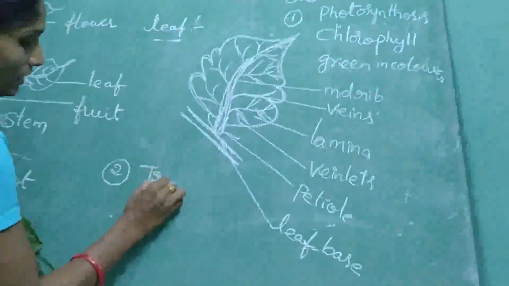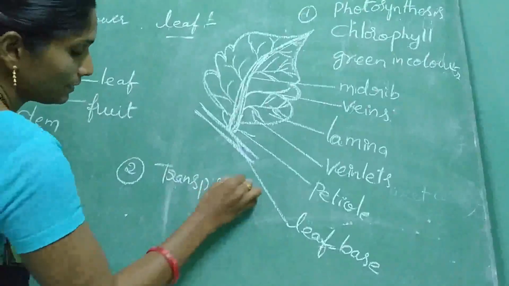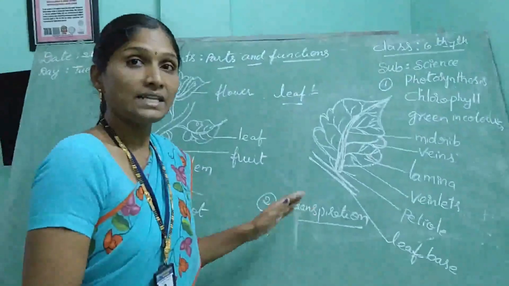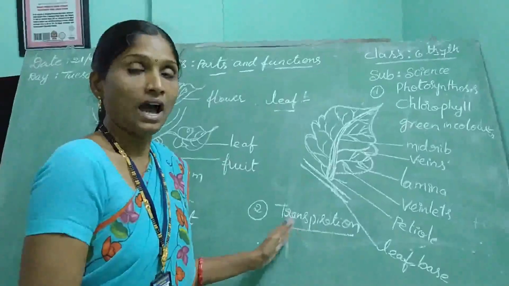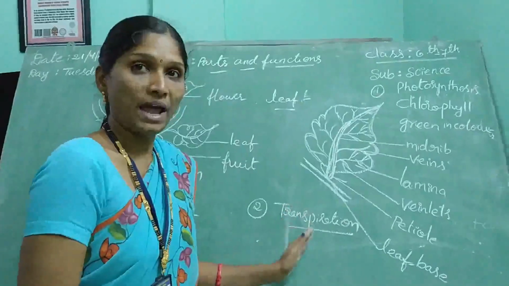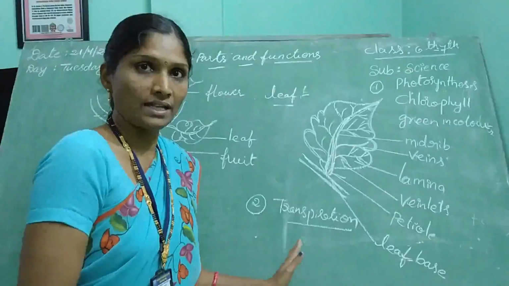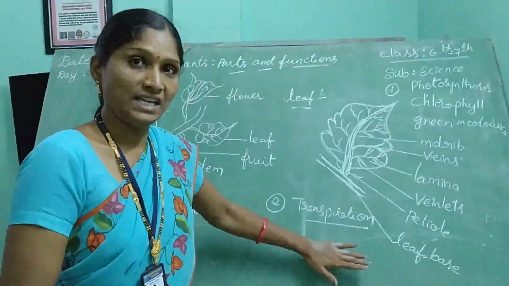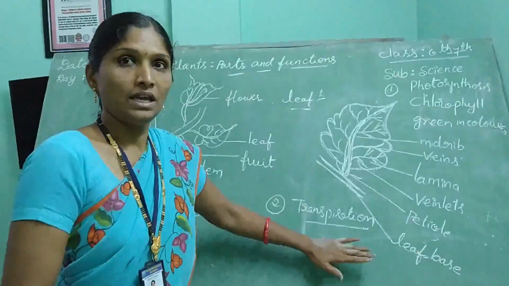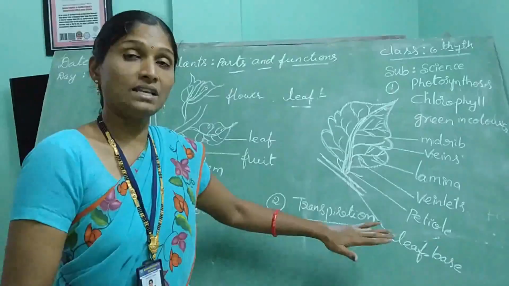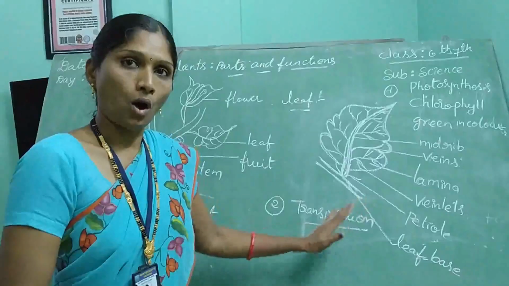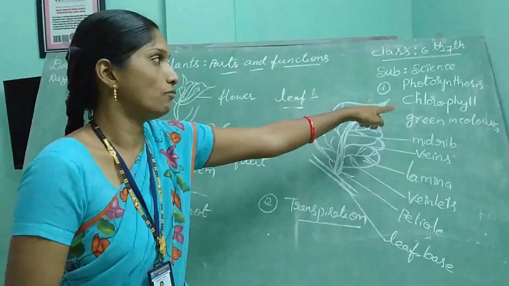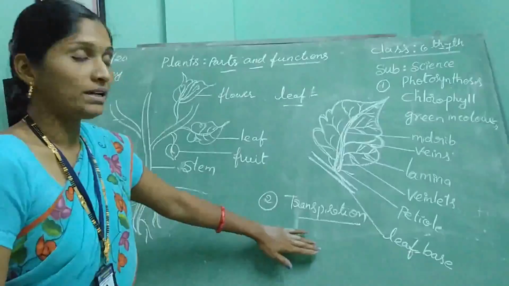And the second property of the leaf is transpiration. What is the meaning of transpiration? Transpiration means the transfer of excess gases and excess water from the leaf or plant. Okay, the first property is making of food material, and the second property is transpiration.